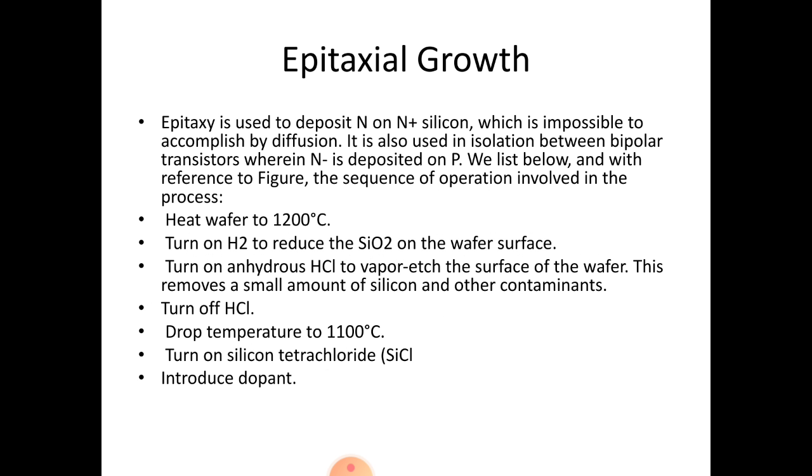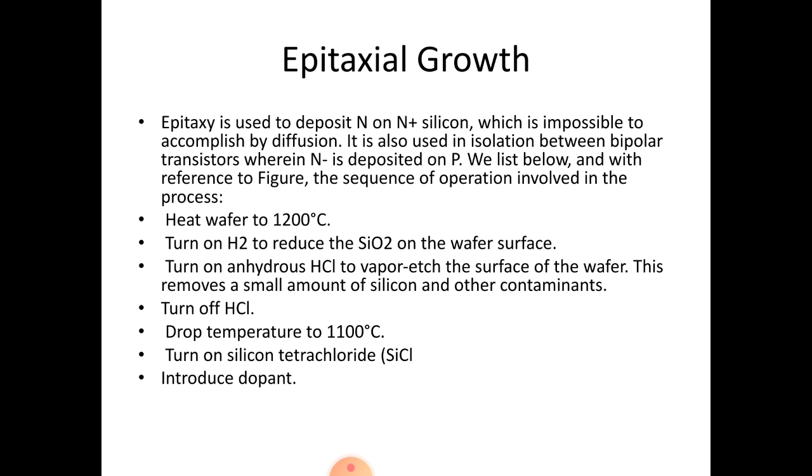This slide shows the epitaxial growth. This is the last step in IC fabrication. Epitaxy is used to deposit N and N plus silicon, which is impossible to accomplish by diffusion. We already studied the function of diffusion. Here we are achieving it by means of epitaxial growth. It is also used in isolation between bipolar transistors, wherein N is deposited on P.